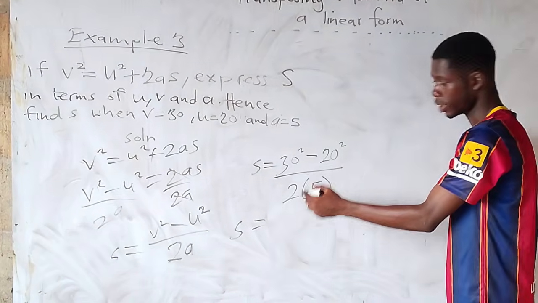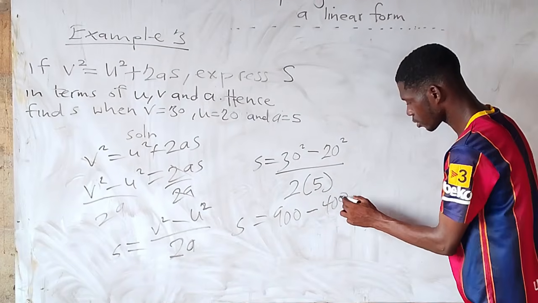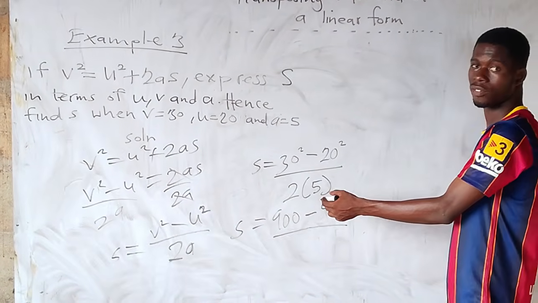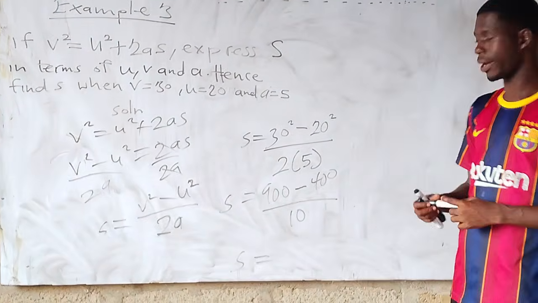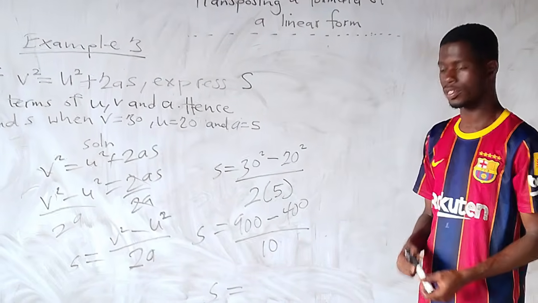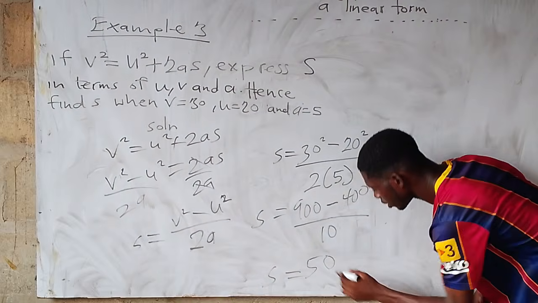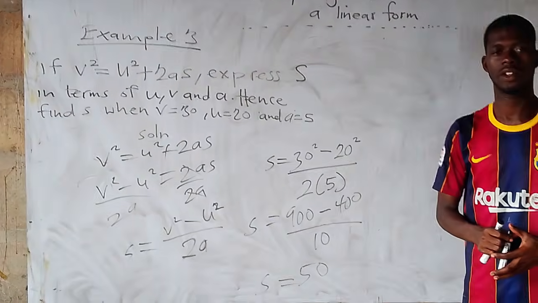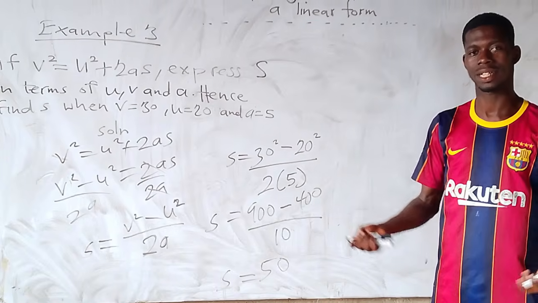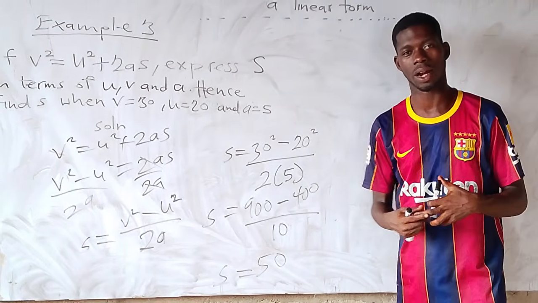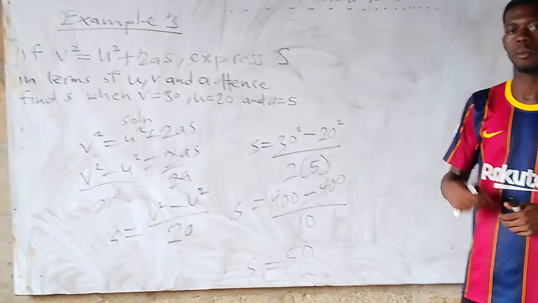So we get 30 squared, which is what? 900, right? 20 squared is 400, over 2 multiplying 5, which is 10. So therefore s is equal to 900 minus 400, you get 500. 500 divided by 10, you get 50. So you get 50 as your final answer. So simple. After you have made s the subject, substitute the values, use your calculator, then you arrive at the right answer.